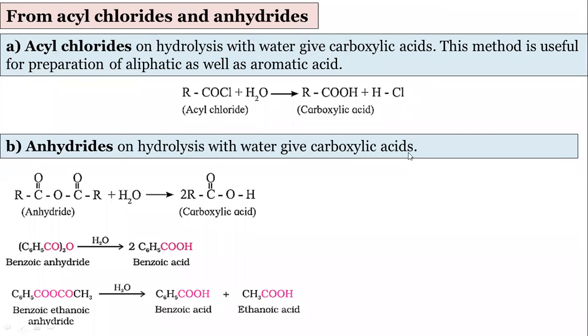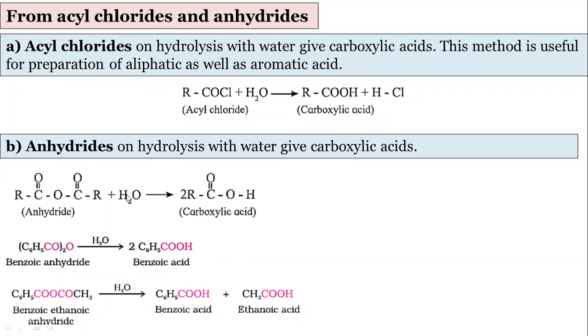Next one, by using acyl chloride and anhydrides. This is a very easy method to prepare the carboxylic acid, just hydrolysis. By using water, the OH minus from this water attacks this carbonyl carbon, and this Cl will be removed. This Cl combines with one hydrogen, and we get an HCl molecule and carboxylic acid. So this is a very simple method. We can prepare the carboxylic acids by using acyl chlorides and acid anhydrides.